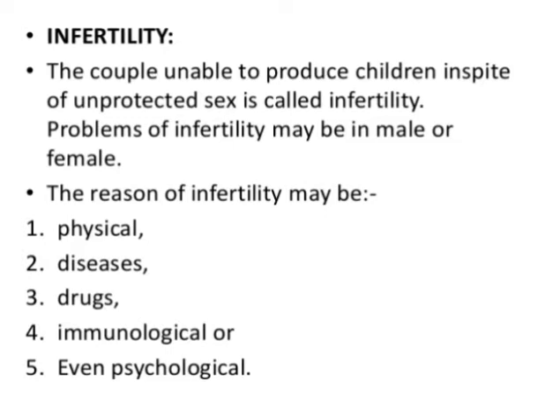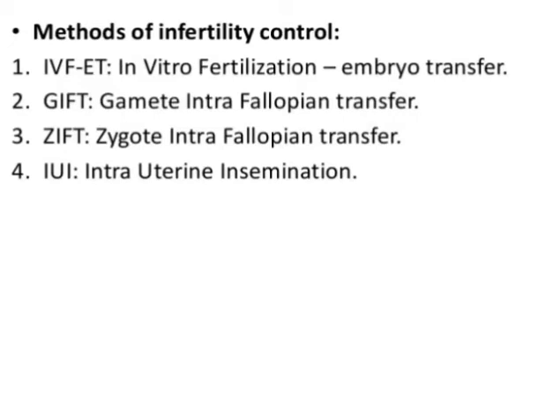But in our society, often the female is blamed for a couple being childless. But more often than not, the problem lies in the male partner. Now we will see some methods of infertility control. These methods include IVF and ET. IVF means in vitro fertilization. ET means embryo transfer. The second is GIFT, that is, gamete intrafallopian transfer. The third one is ZIFT, that is, zygote intrafallopian transfer. And the fourth one is IUI, that is, intrauterine insemination.